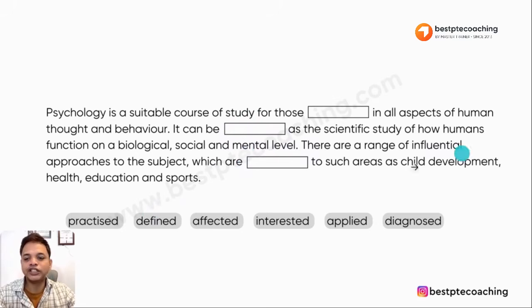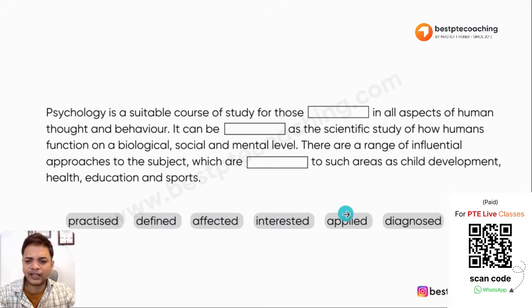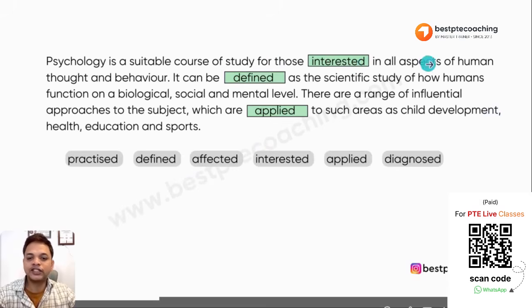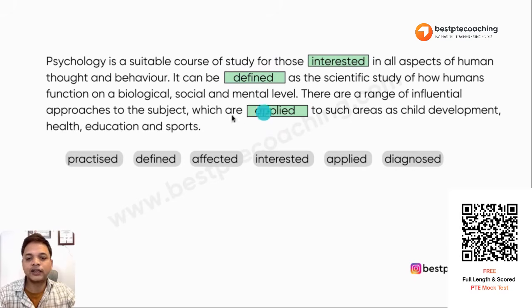There are a range of influential approaches to the subjects which are blank to such areas as child development, health, education, and sports. Basically it is used in these areas. What is the closest word for use? Practiced, affected, applied: which are applied to. Applied to is again a collocation, right? Applied to such areas as child development, health, education, and sports. Interested, those interested can be defined V3, right? Which are applied to fields such as child development, health, education, and sports.